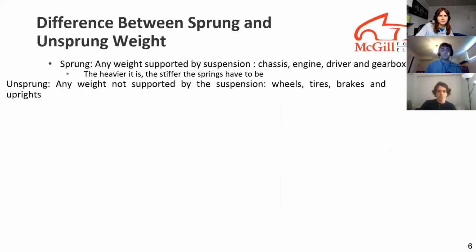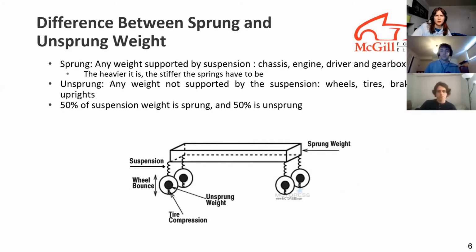Good. Now, can we know more about what is sprung mass and unsprung mass? Yeah, for sure. The suspension controls the sprung and unsprung weight of the car. The sprung weight is the weight that is supported by the suspension. For example, we have the chassis, the engine, the driver, the gearbox. So anything above the suspension.